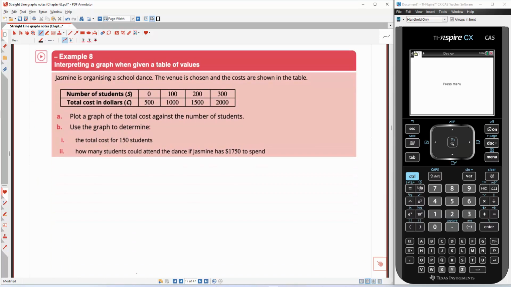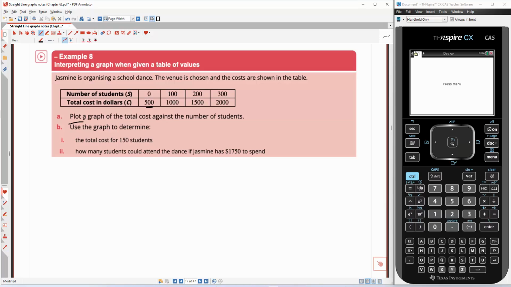Okay, so this is more of an applied question. Jasmine is organising a school dance. Party on. The venue is chosen and the costs are shown in the table. Okay, so if 0 students go to the dance, the total cost is $500. I presume that's because of decorations or a DJ or whatever it might be. If 100 students go, the total cost is $1,000. 200, $1,500. 300 students, $2,000 are the costs.